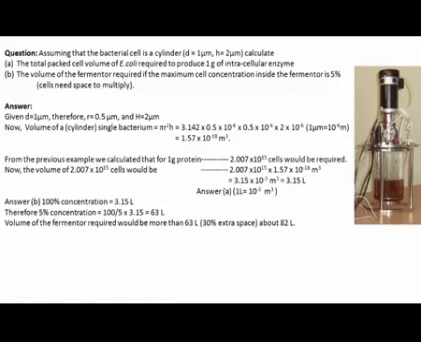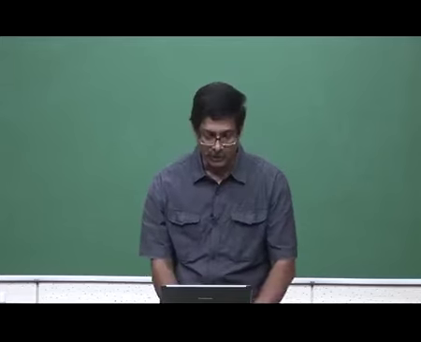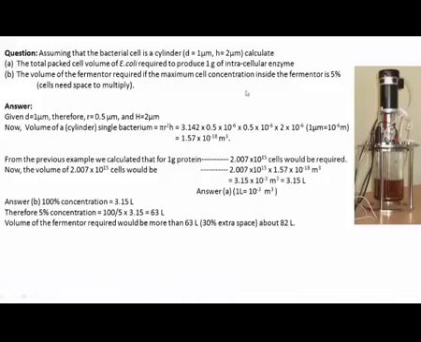Now, what is the volume, the packed volume of the cells? That is what they want to know. And the second is the volume of the fermenter. As I told you, we can go from a flask to a laboratory scale fermenter to a big, huge fermenter. So they are not only asking for the packed, dense cell volume, but also the volume of the fermenter that will be required if the maximum cell concentration in the fermenter is 5%.